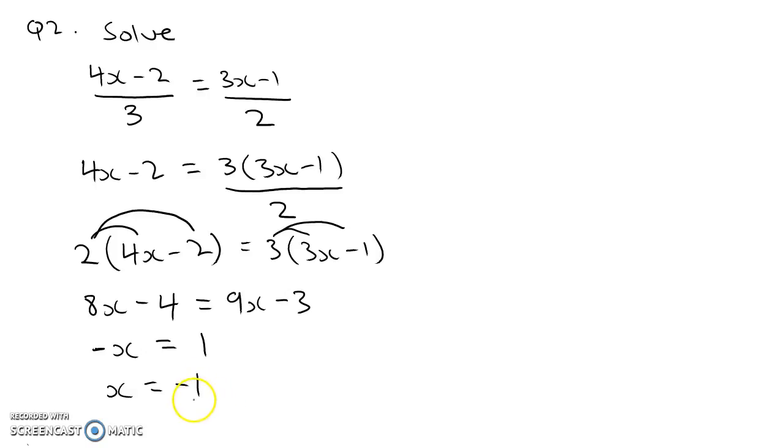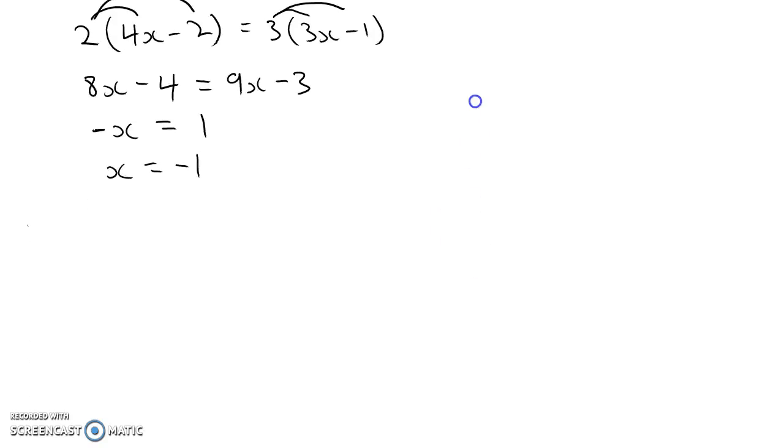Let's check it. If we let x equal minus 1 in this fraction, we get 4 times minus 1, which is minus 4, minus 2 is minus 6, minus 6 divided by 3 is minus 2, so this left hand side equals minus 2. Here we'd get minus 3, minus 1 is minus 4, divided by 2 is minus 2, so we'd get minus 2 equals minus 2, so we know that that's right.